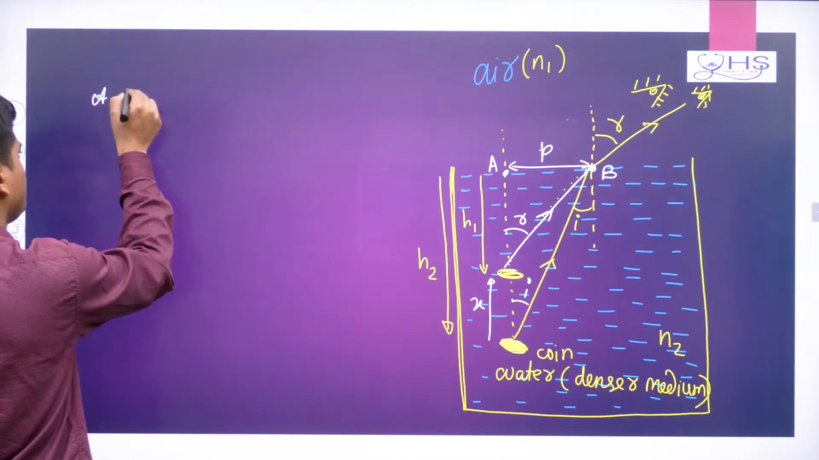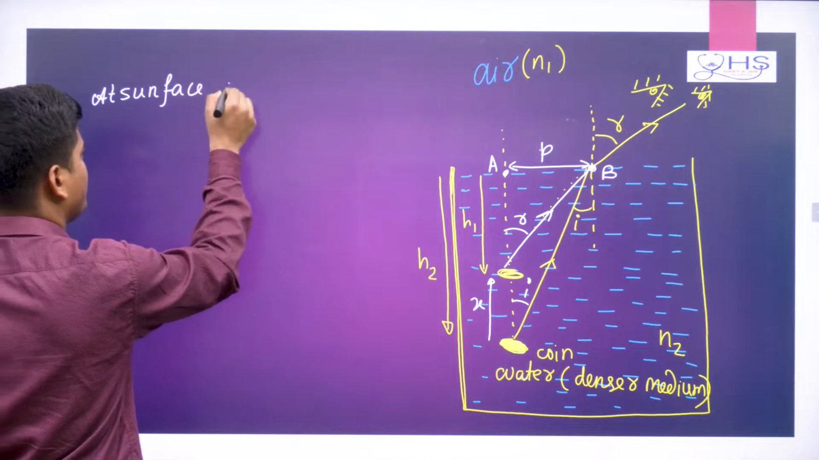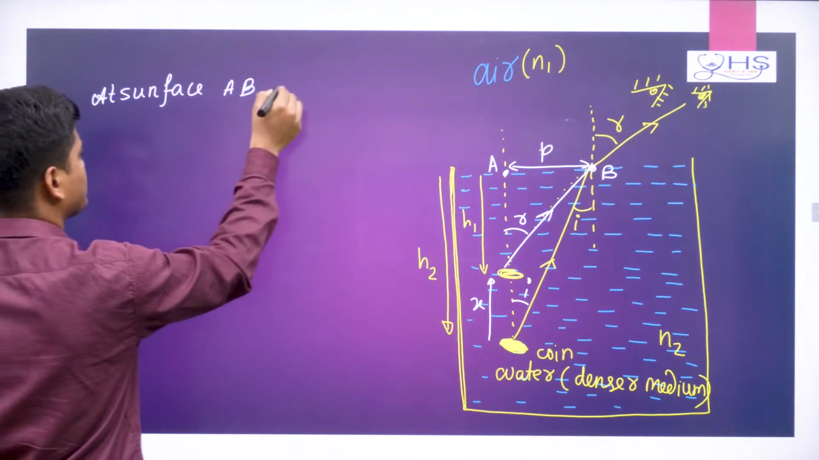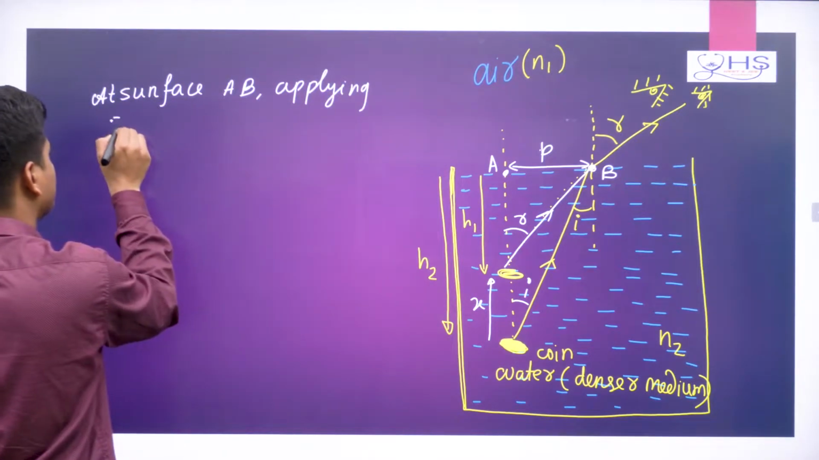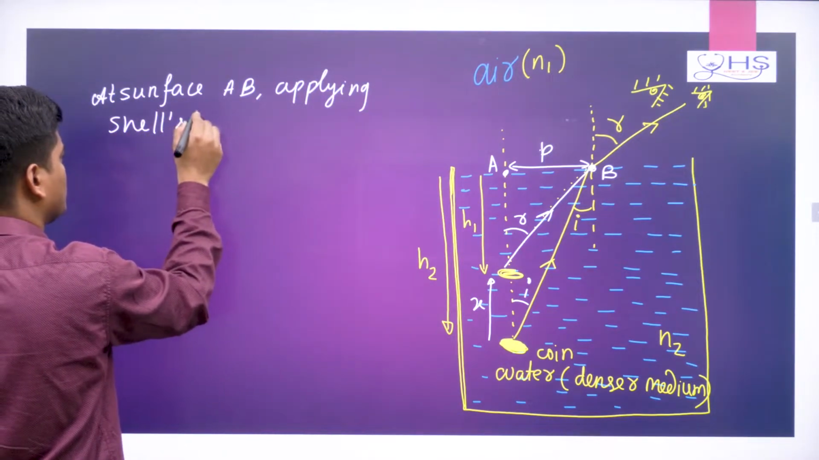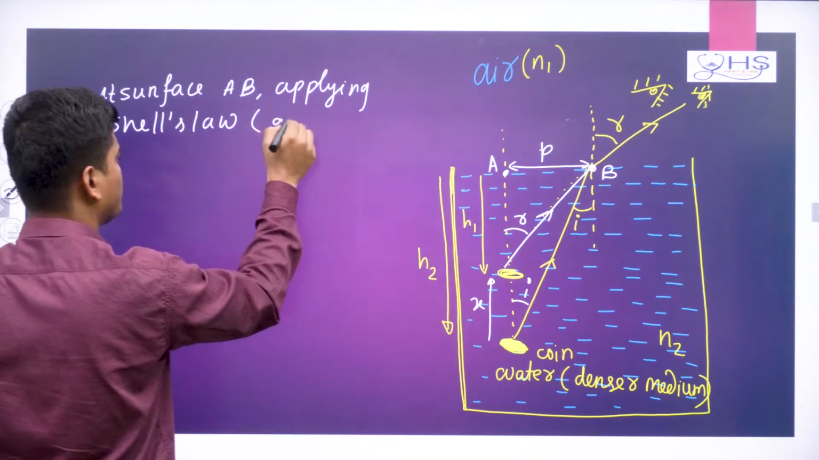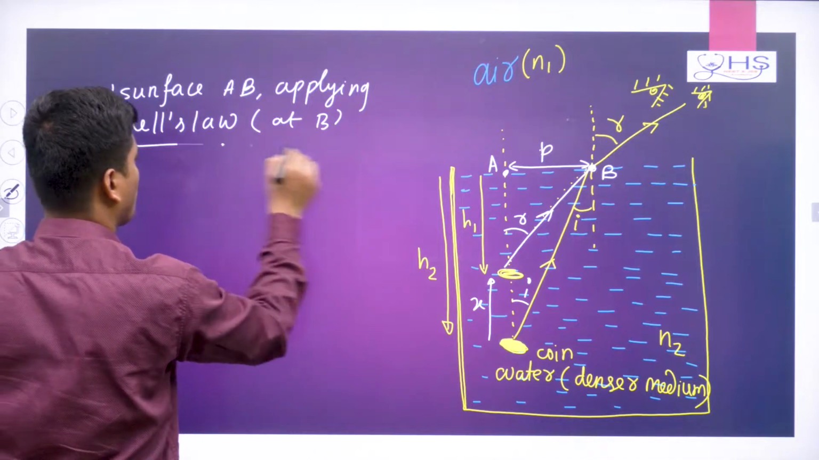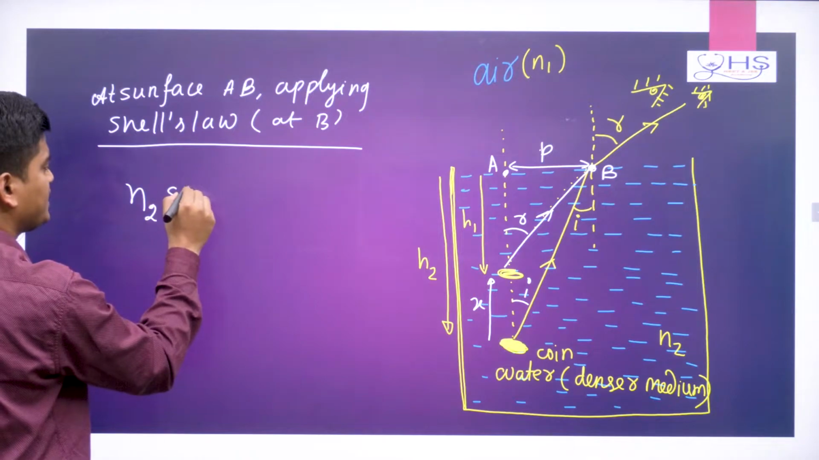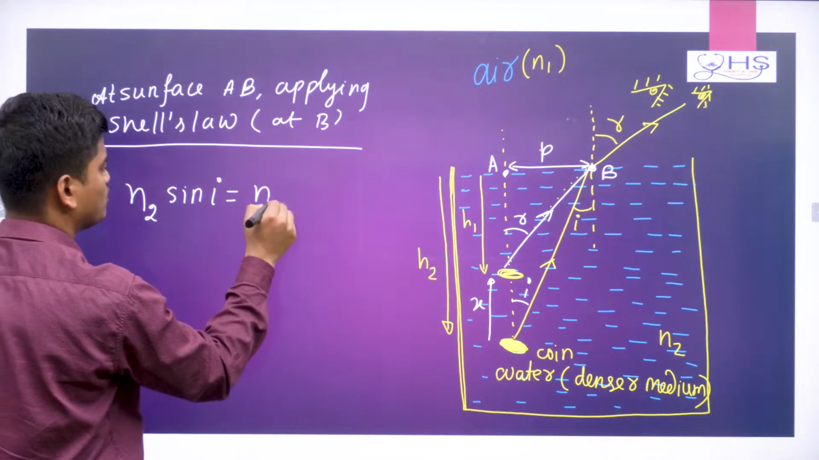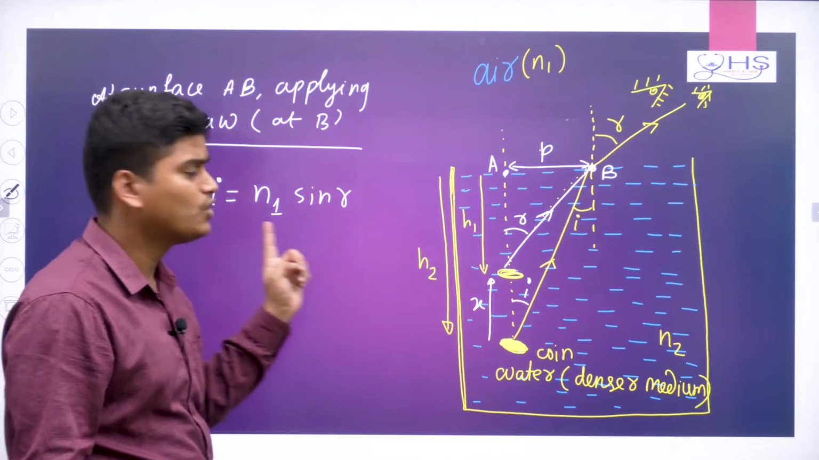So at surface AB, applying Snell's law, and we will apply it perfectly at B point actually. So how much will it come? It will come N2 sin I equal to N1 sin R. Already we have defined what is N2 and what is N1.